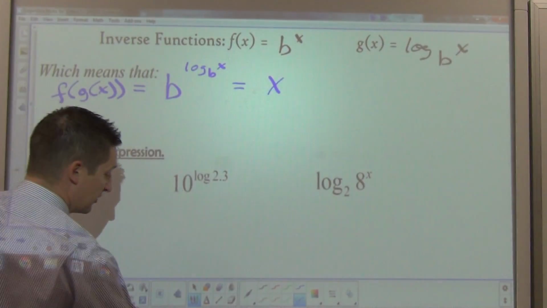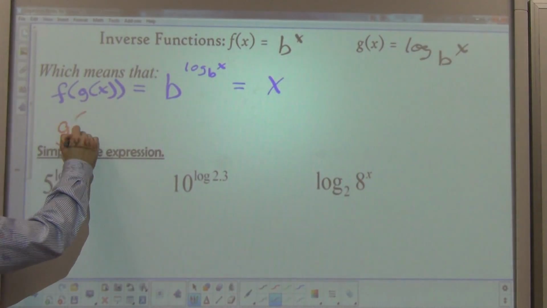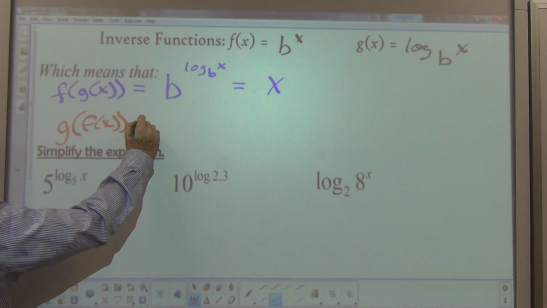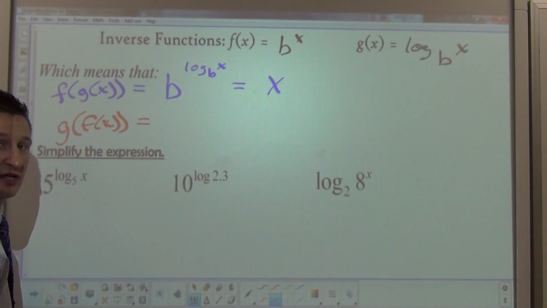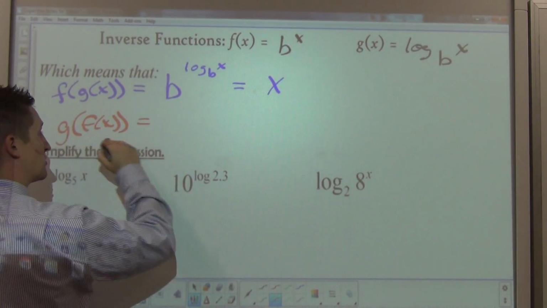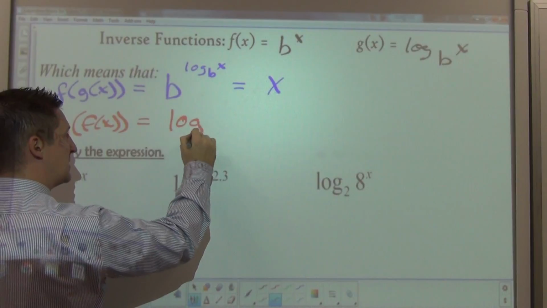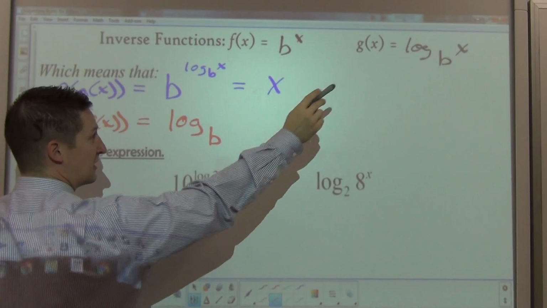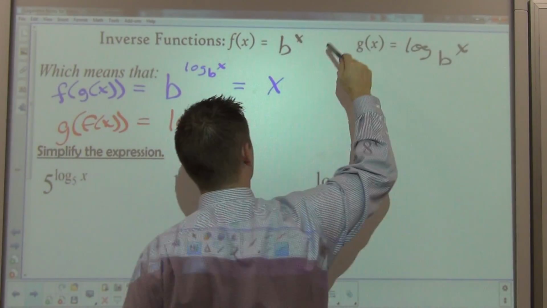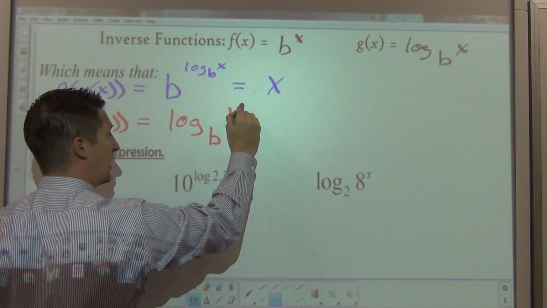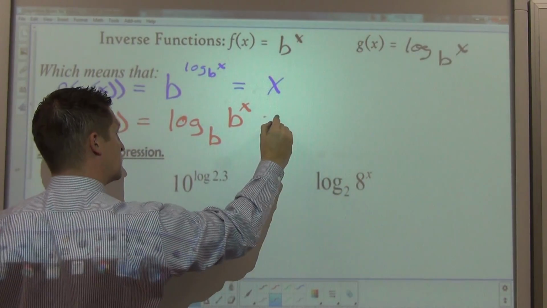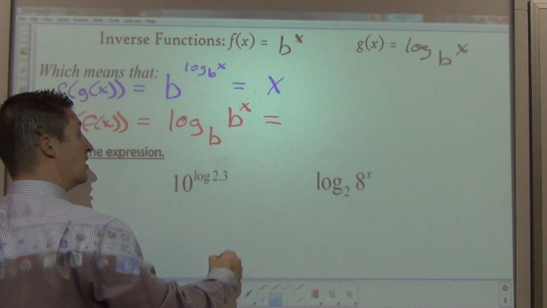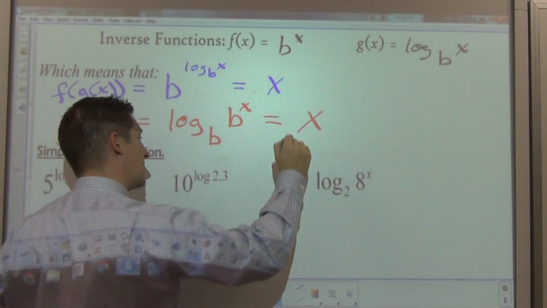Okay? Now, if I were to go the other way, find g of f of x, I'm supposed to get the same thing. I'm supposed to get the identity function x. Well, here we go. Function g is the log base b of something. That something is the other function, b raised to the x power. And what's that supposed to equal if these are inverses, which they are? Well, it's supposed to equal just x.